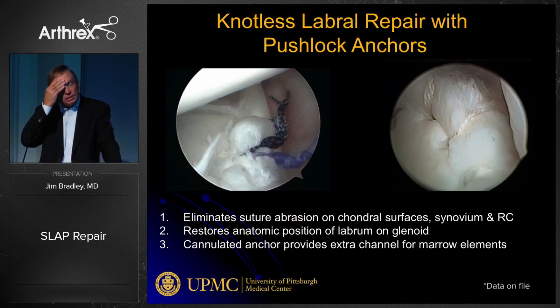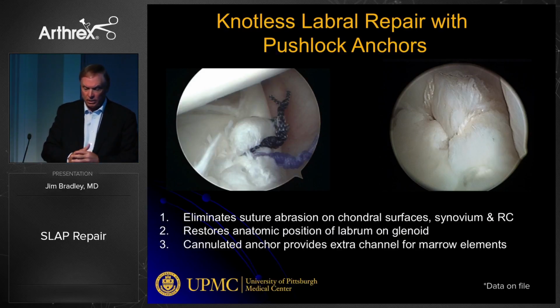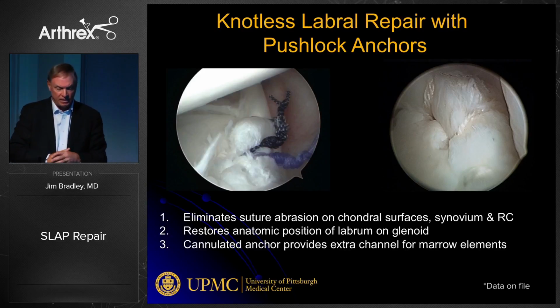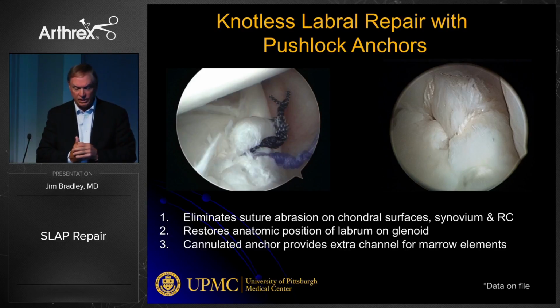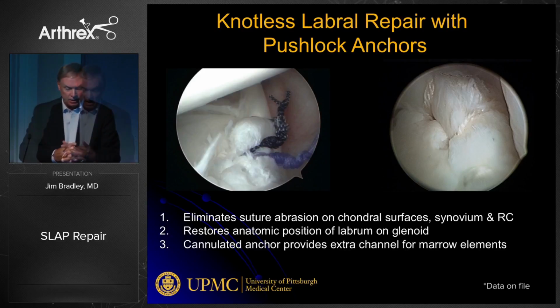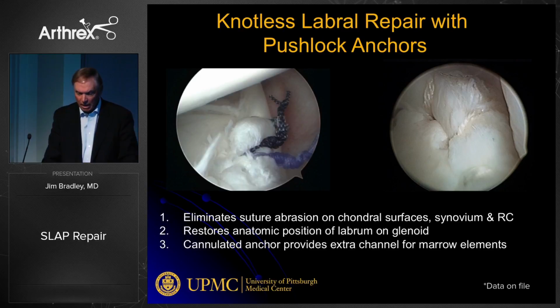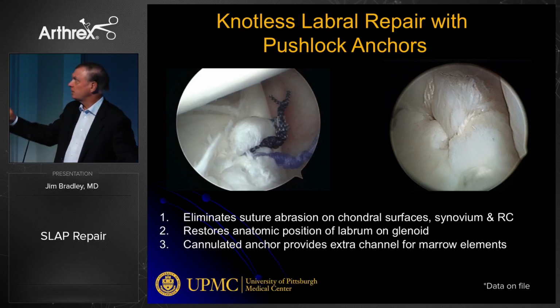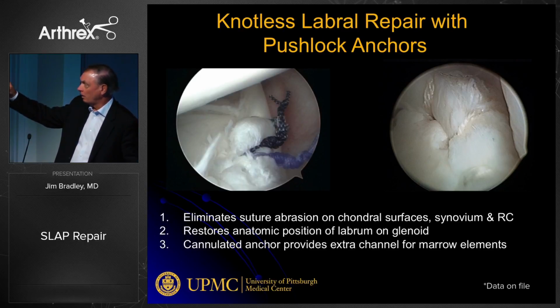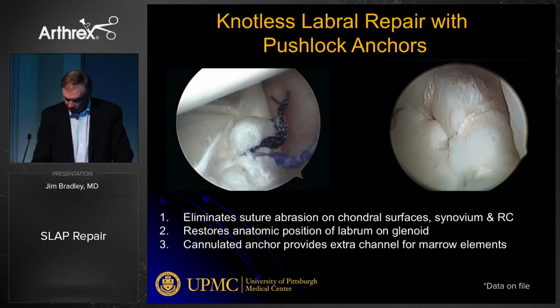So I'm going to propose to you that knotless labral repair with push locks eliminates suture abrasion on the chondral surfaces and synovium and the rotator cuff. It restores the anatomic position of the labrum on the glenoid, and the cannulated anchor now provides you an extra channel for marrow like we've seen before. So I'd prefer to do one of the two constructs to the right rather than the one on the left, which I think you're going to get into trouble with.